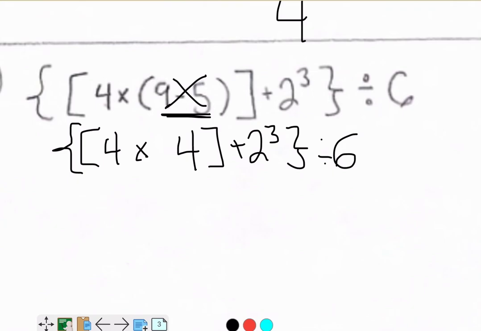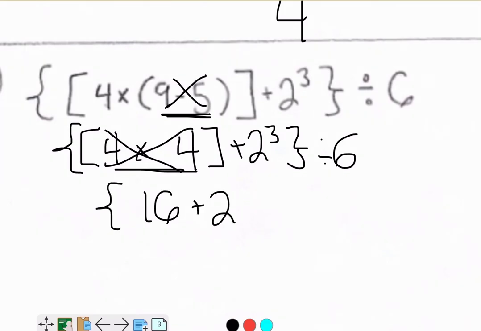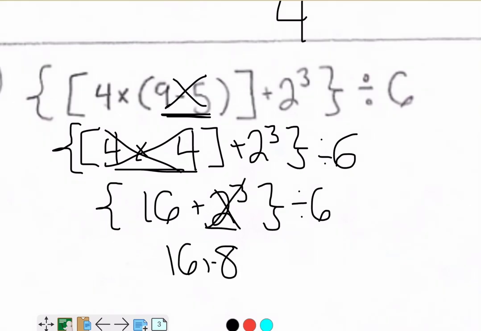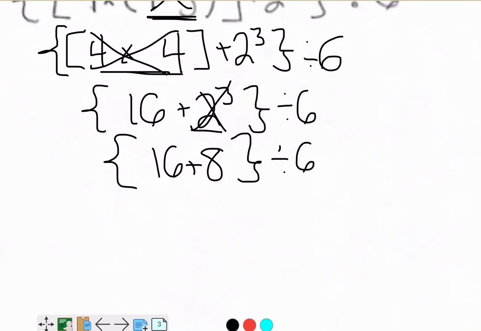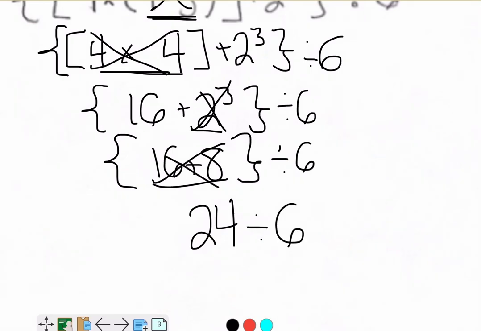Okay, then I'm still in my brackets. 4 times 4 is 16. I don't have anything else in my brackets, so I don't need to write them. 16 plus 2 cubed divided by 6. Okay, well I know 2 cubed from the last one is 8. So 16 plus 8 in my braces. 16 plus 8 is 24. And my last problem is bring down everything else. Is 24 divided by 6, which would give me the answer of 4.